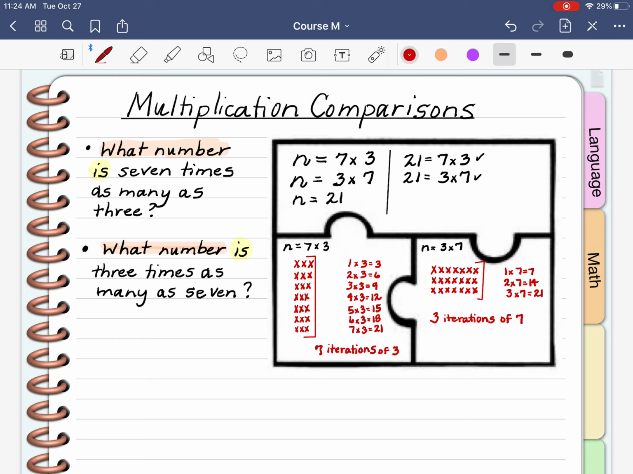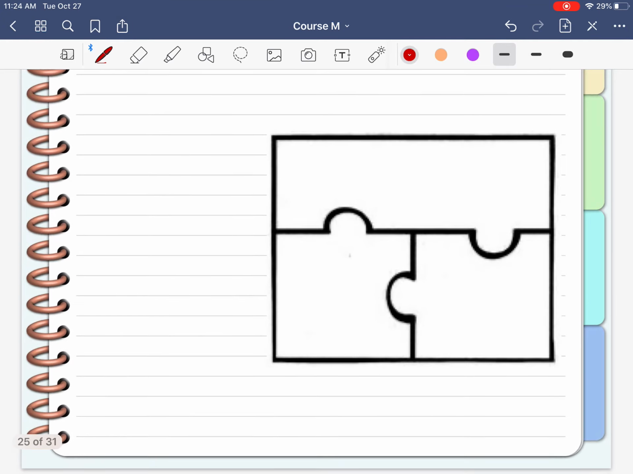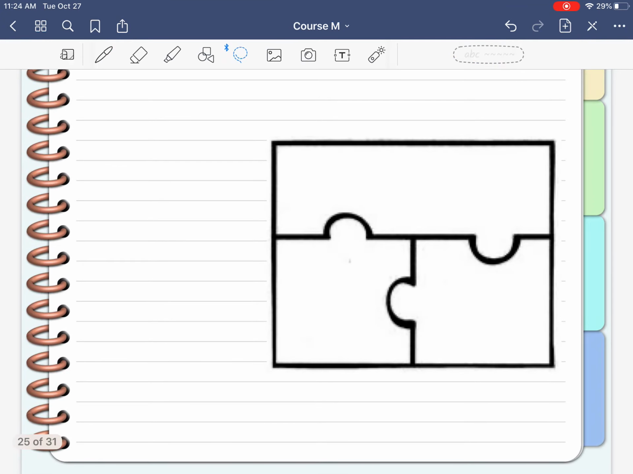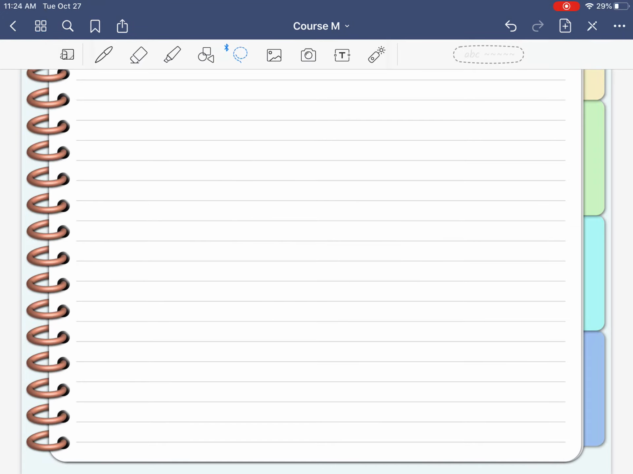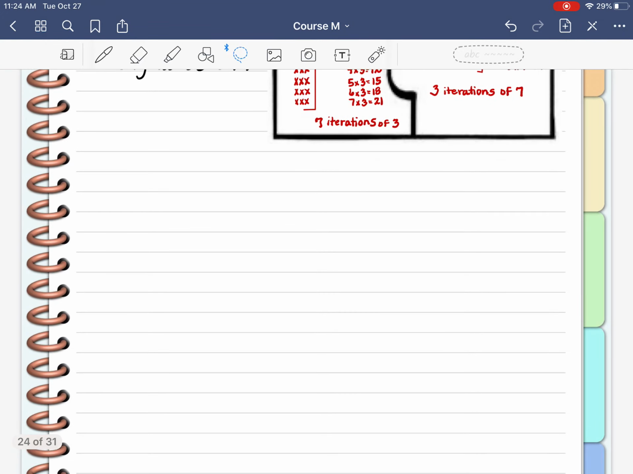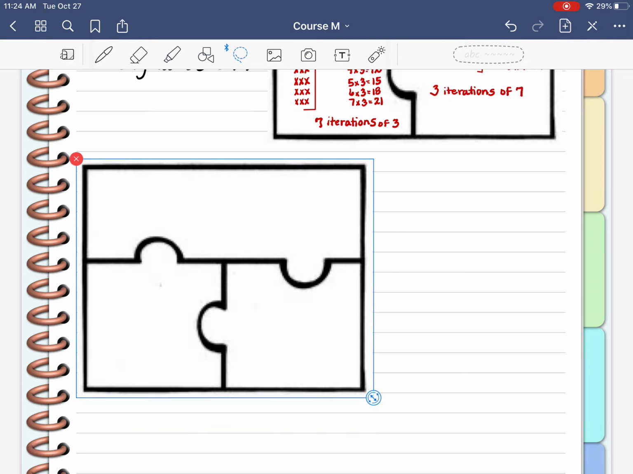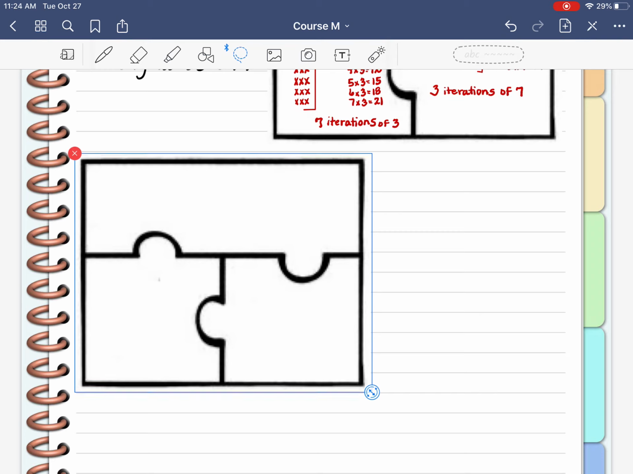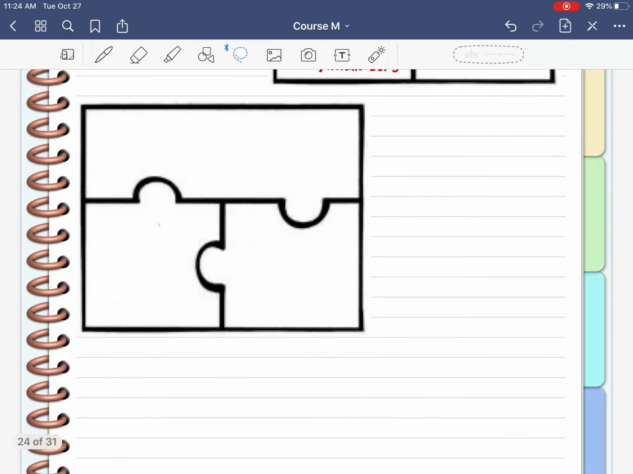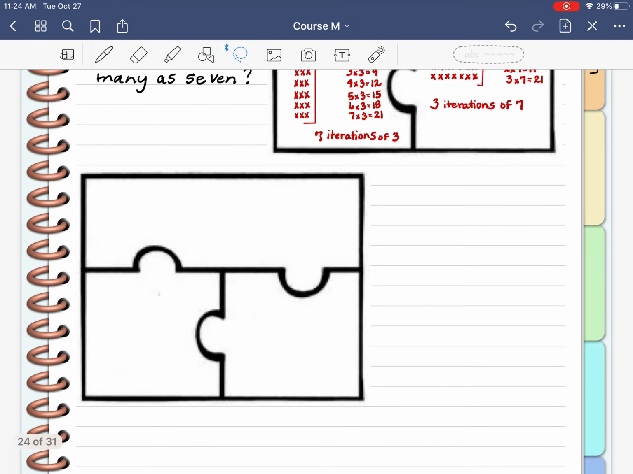Okay, let's try another example. There are actually 3 examples I want to show you. 2 of them involve these pieces, and then one is just a question that I want to ask you. So let me cut this one back out and paste it over here. And you can go ahead and paste yours down however you like them to be. It doesn't matter. As long as you're getting the concept, that is fine.